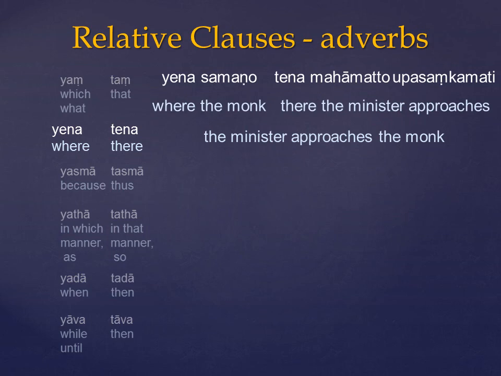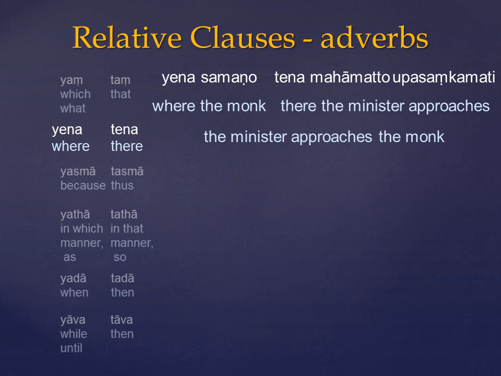Yena Samano Tena Mahamato Upasang Kamati. Where the monk, there the minister approaches. Although it's standard to translate Yena as where, in this case it has the meaning of towards. Towards the monk, there the minister approaches. In this type of construction, the Yena clause contains the destination. And notice Samano is in the nominative case because it is the subject of its clause and not in accusative case, which it would be if it was normally following a verb of motion.